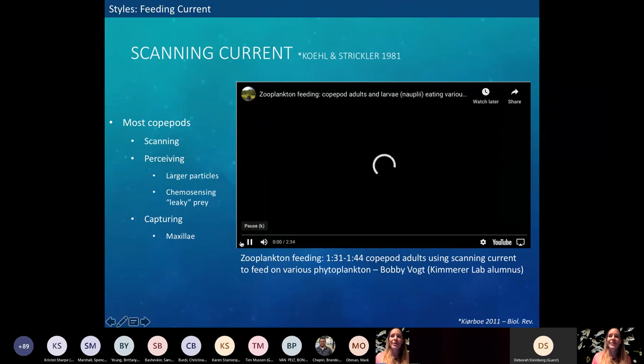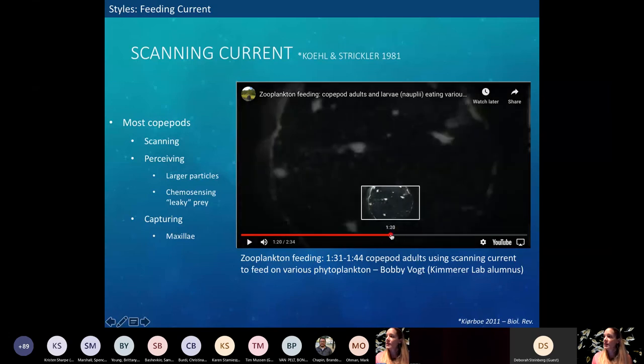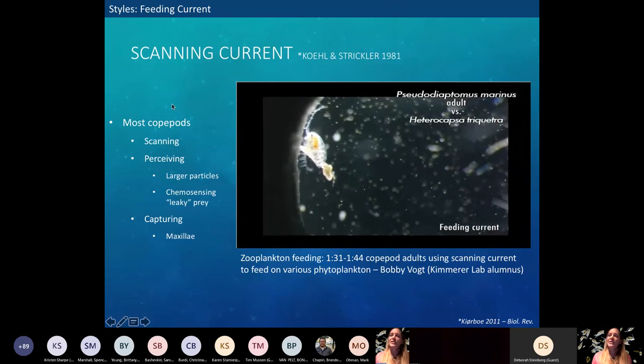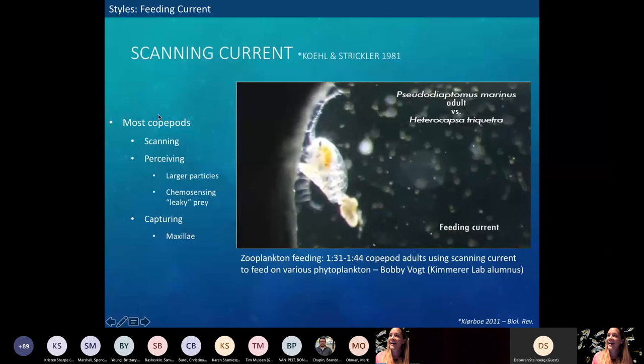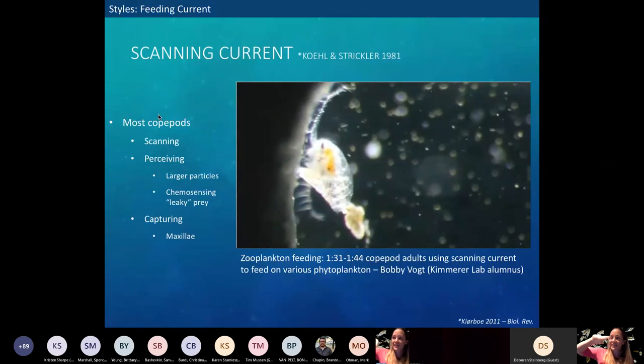And I'll just show a quick video. It doesn't show the exact sort of selection, but you can clearly see the feeding current that copepods generate. And that sort of vortex that they create.